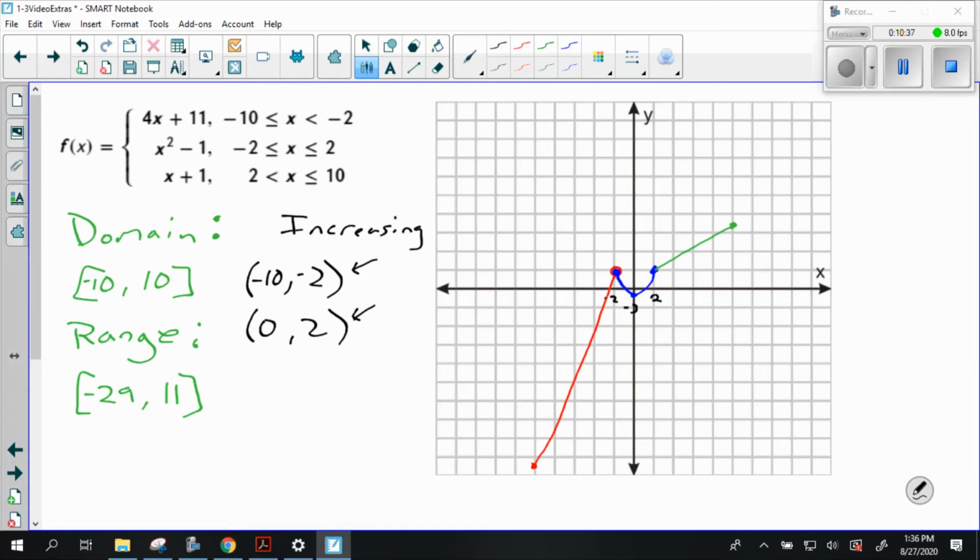How about when it's decreasing? So it's going to be decreasing over the interval from -2 to 0. It is decreasing. That's it. I think I do need to fix something right here.